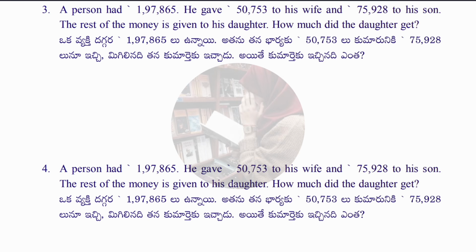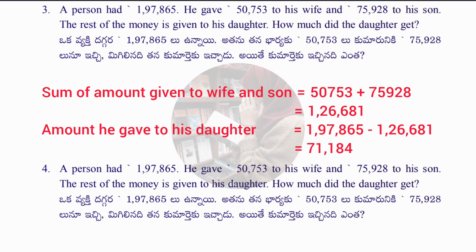Okay, actually a person had 1,97,865 rupees with him. Okay, so from that amount he gave 50,753 to his wife and to his son he gave 75,928. Okay, and the rest money he gave to his daughter. But how much the amount, that one we have to show here. Okay, for that what you have to do, firstly we'll add the amount of son and his wife, then we'll get the total. So that total we have to subtract it from the amount of that person. Then the answer will be the exact amount he gave to his daughter.